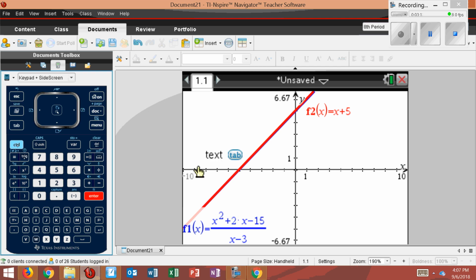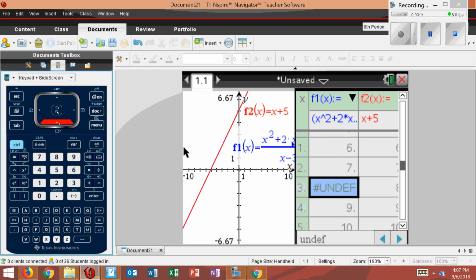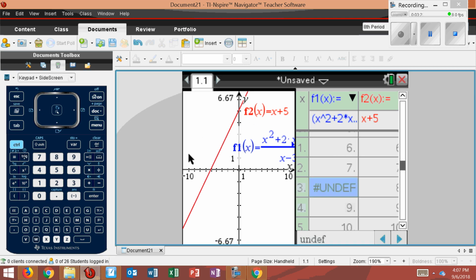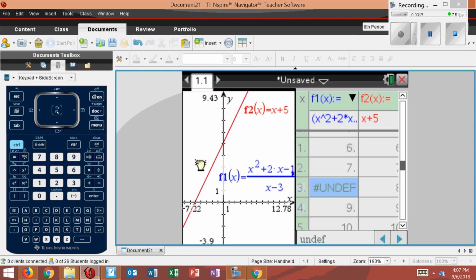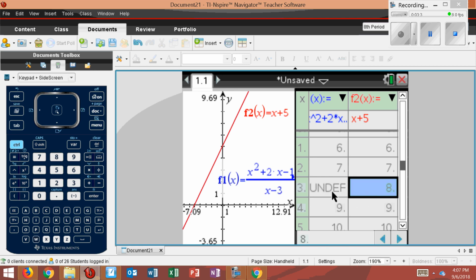Well, what's the difference? If you went Control T, you'll notice that the first one is undefined at 3. Just like we said, it has a removable discontinuity. You cannot see it there. So let me screw it up a little bit. Where x is 3, you cannot see it, but it is in fact removable there. And here's where the value would be. It's approaching 8, but it's actually undefined.